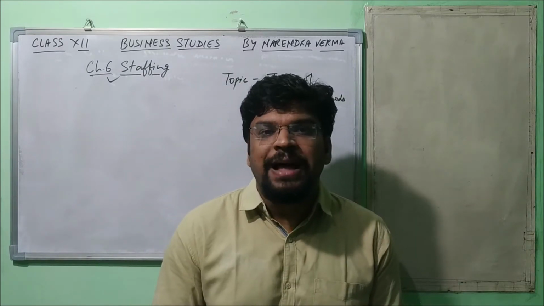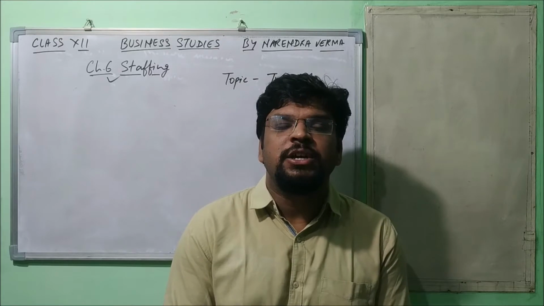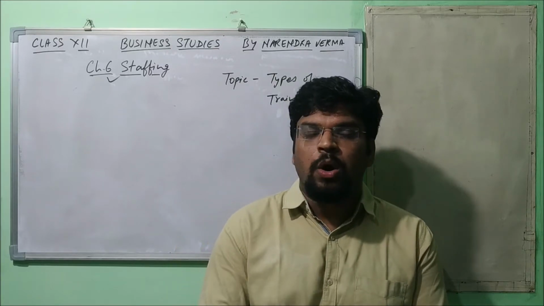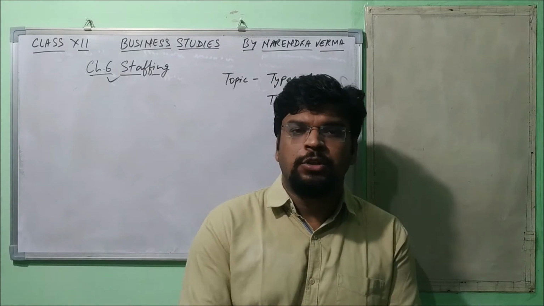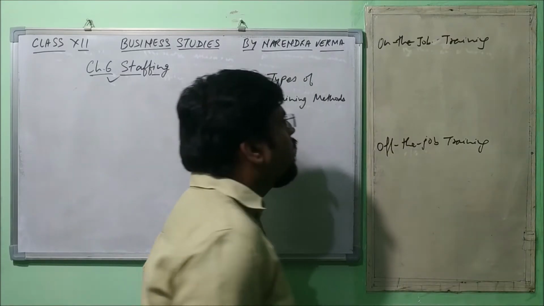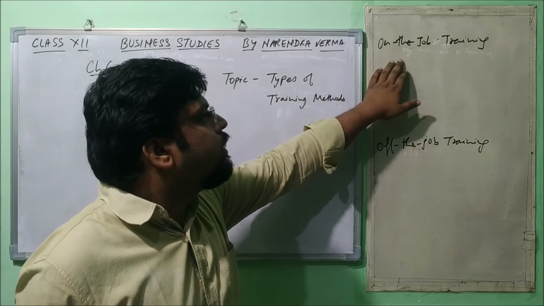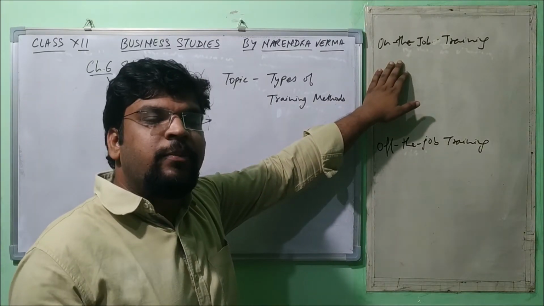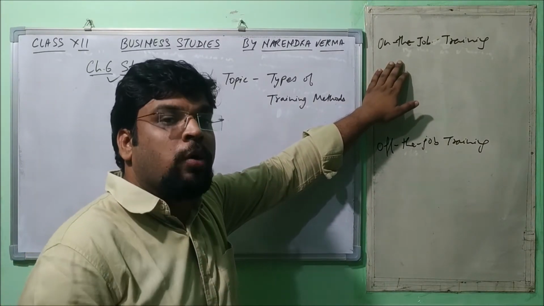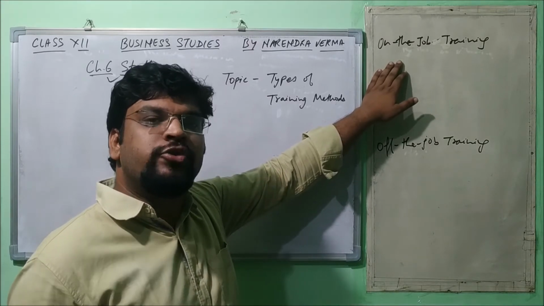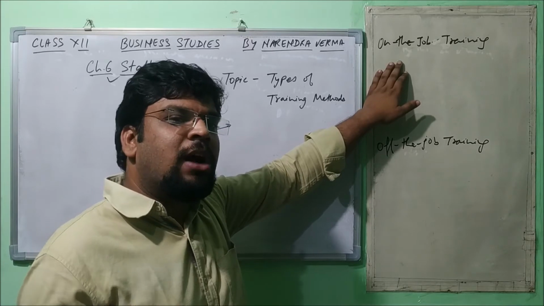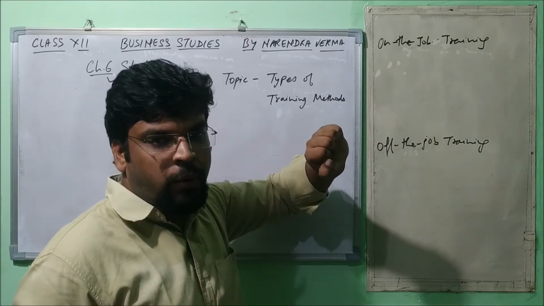So broadly, methods of training can be divided into two categories, right? What are these categories? On the job training and off the job training. Okay, on the job means when an employee is on the job, at that time, if he is getting any kind of training, that training comes under this category, right?